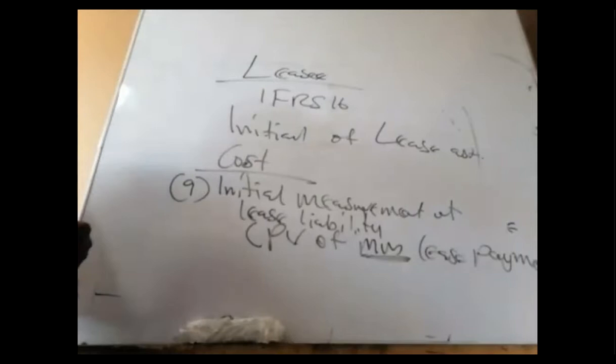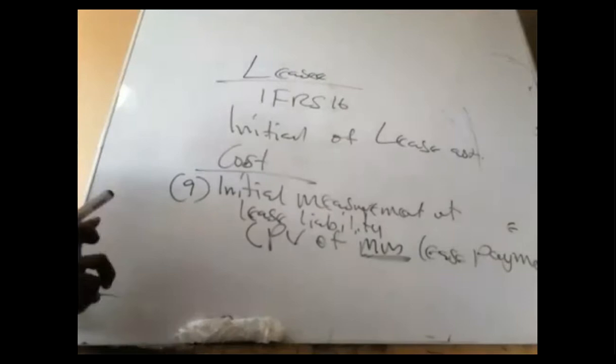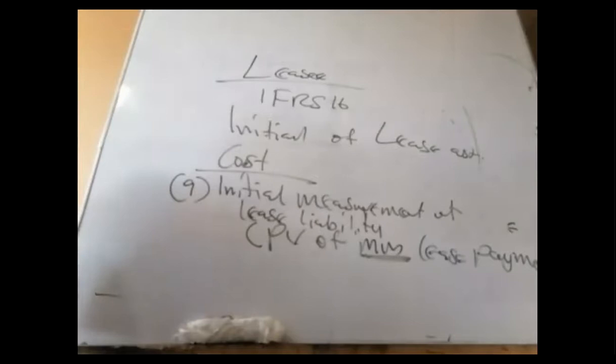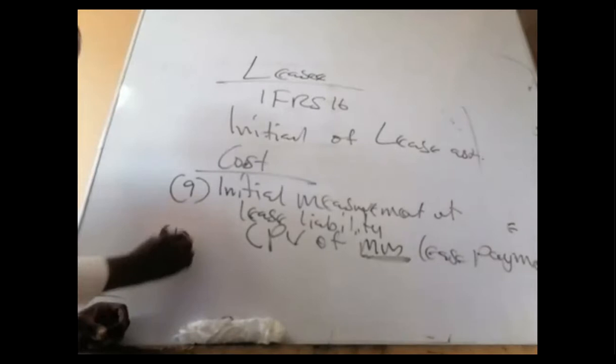So here we are saying that you put all the payments, the rental charges, and find the present value. Please, and please again, this section is very crucial. So the first item that will form part of the cost is the present value of the minimum lease payment. This is slightly different from what we used to do in IAS 17. So this one, I'll not even go to IAS 17 at all. Number two, the cost comprises the following.